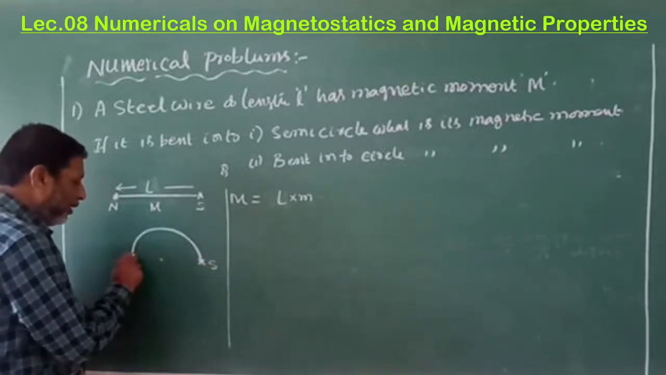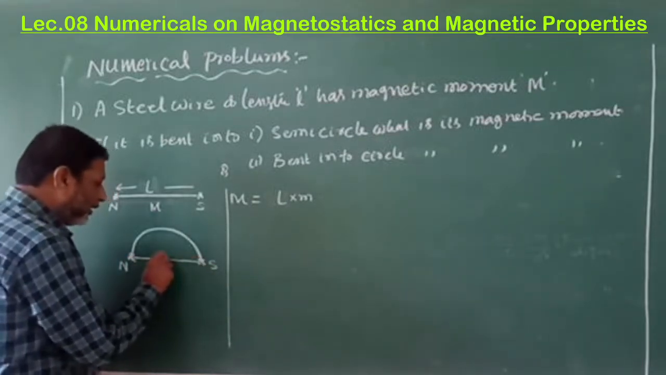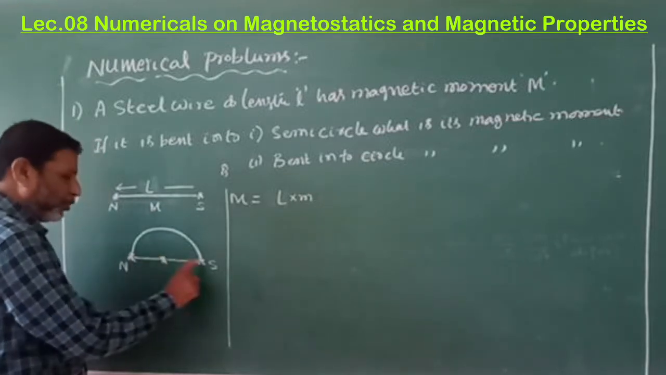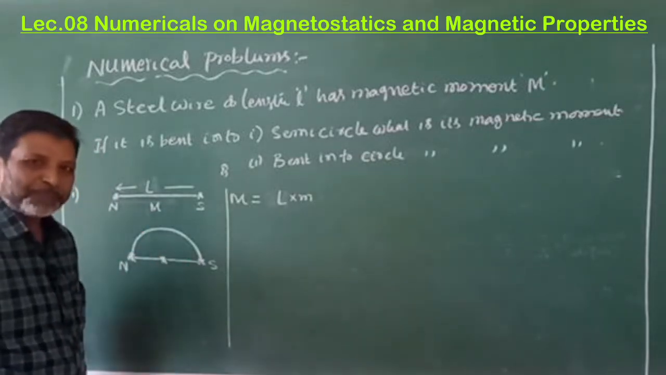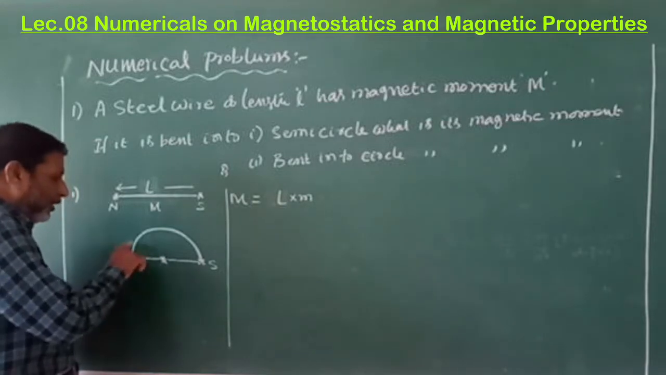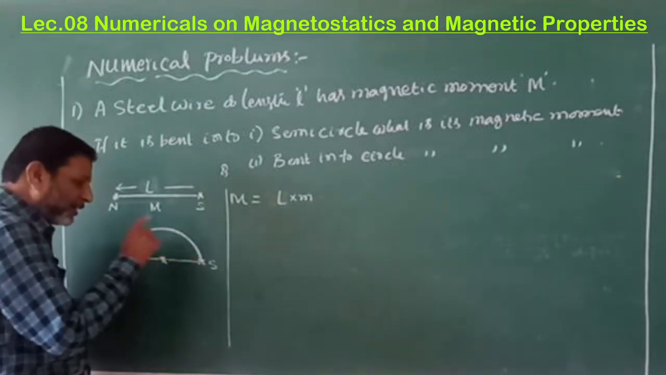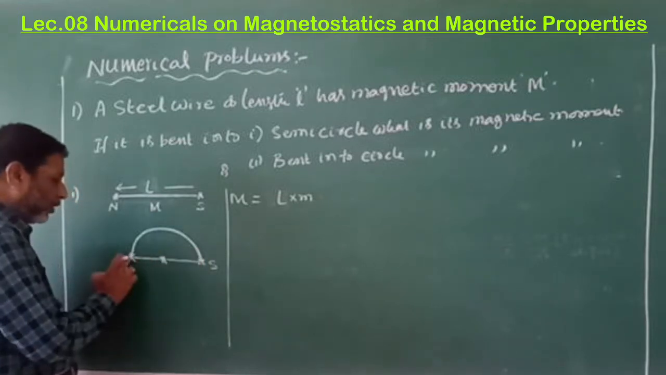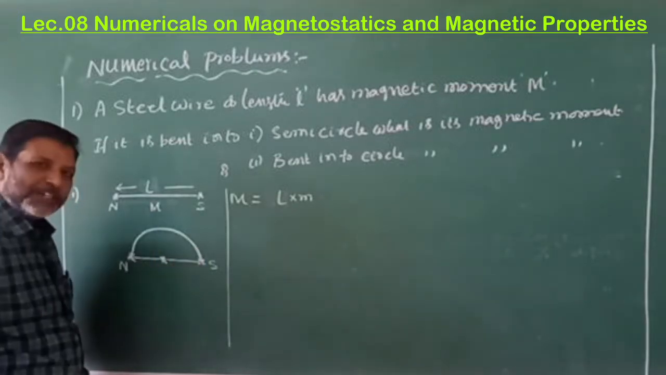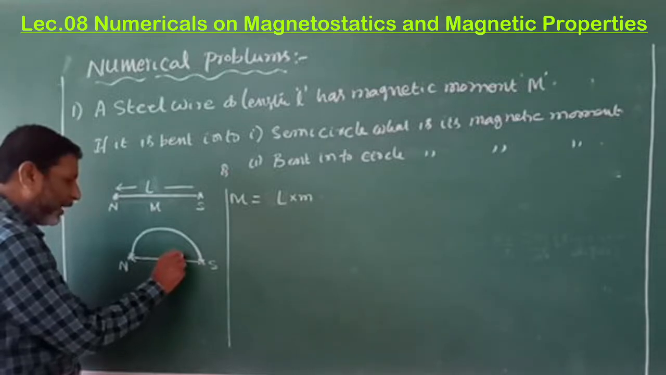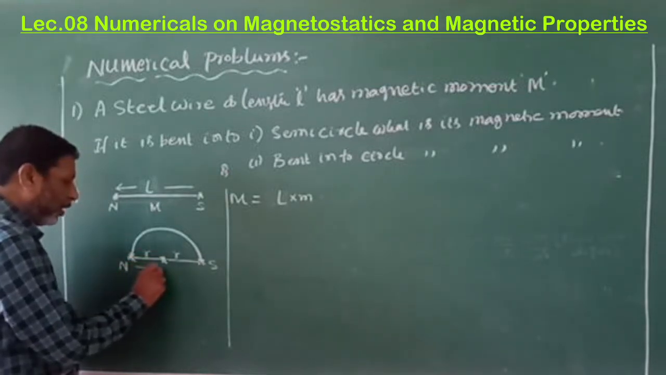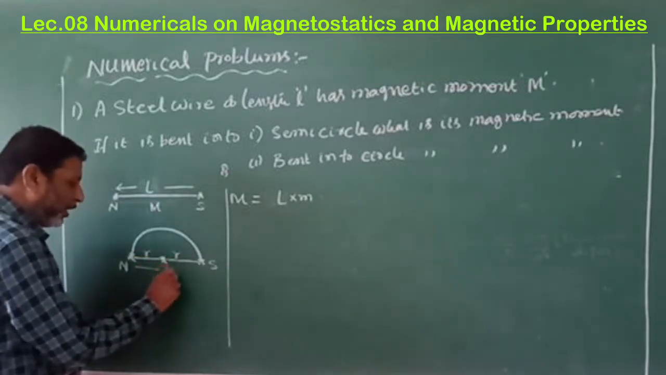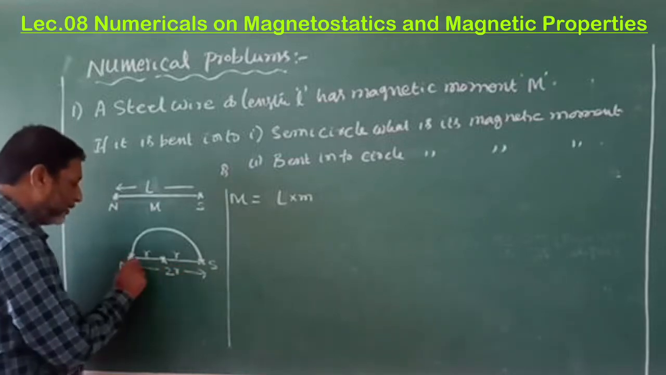Then this will become the total distance between the two poles. It is equal to this much, isn't it? Now here, if this is bent in the form of a semicircle, this will become the radius, and our total distance is the diameter. If I write it here as r and r, this distance will become equal to 2r, isn't it?